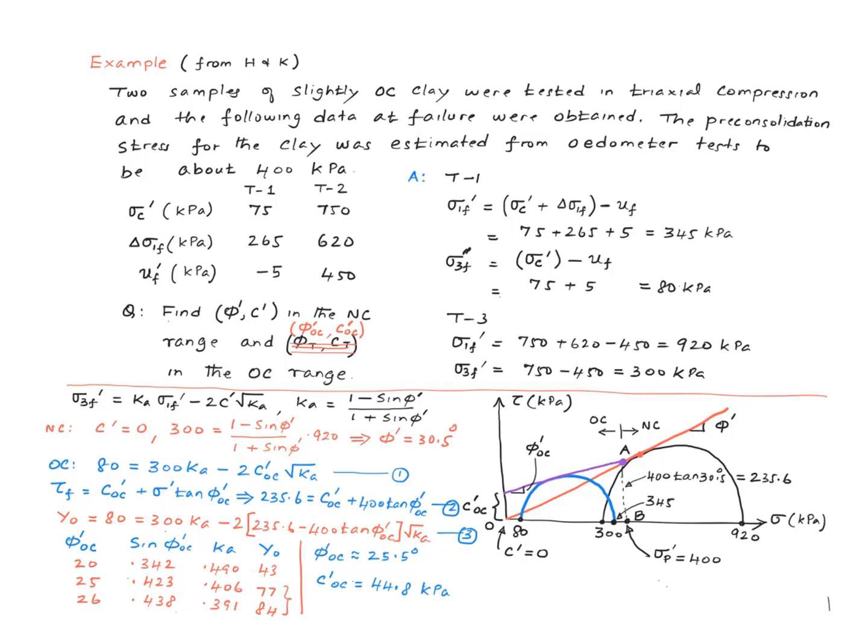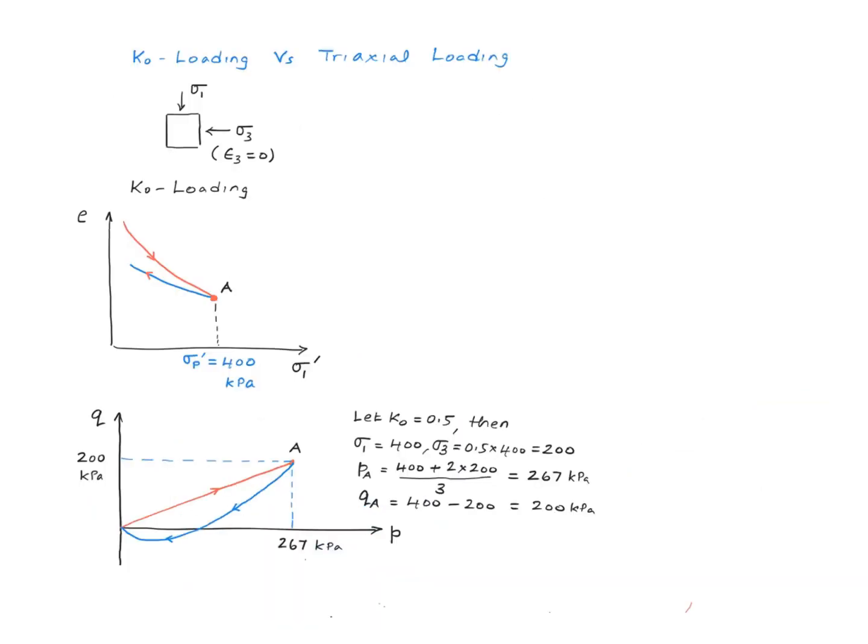I want to go back and make one more comment concerning the pre-consolidation pressure of 400 kilopascal. This has to do with the differences between the loading that we apply in a one-dimensional consolidation setup and the triaxial setup. I'm out of space in this slide, so let me do it in the next slide. So during K-naught loading or one-dimensional loading, we put the soil in a cylinder and compress it vertically. So the horizontal strain is 0 because the cylinder will not allow the soil to deform in the radial direction, right?